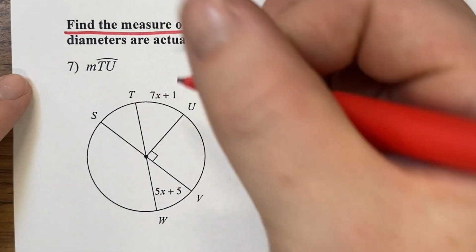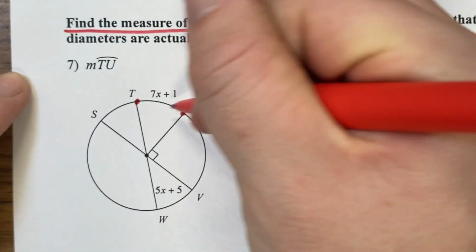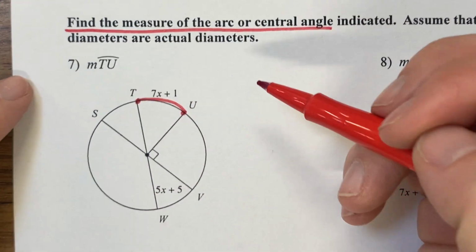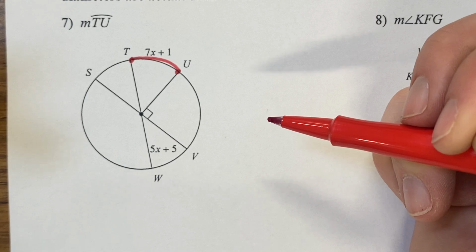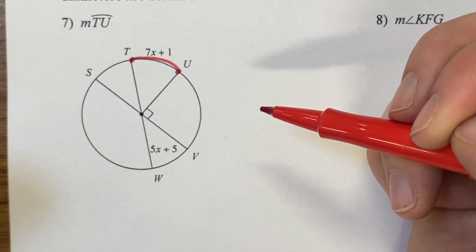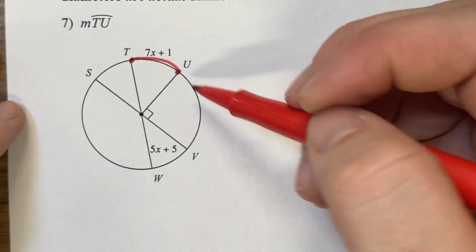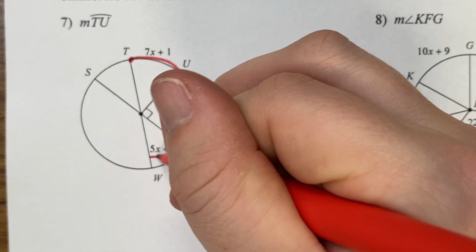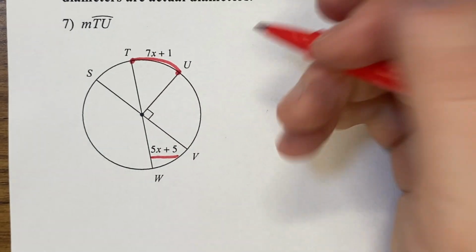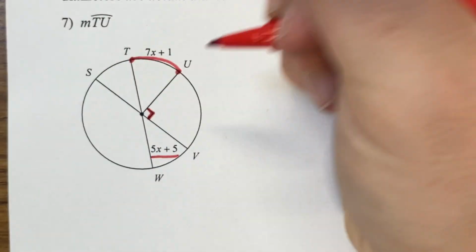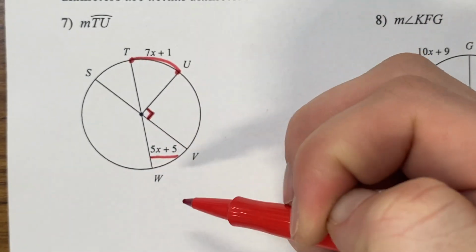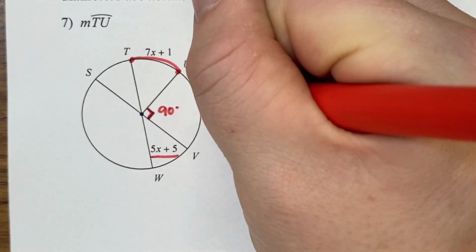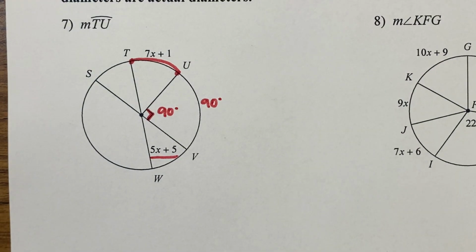It wants us to find arc of TU. So TU, this is where one of our x's are. And now let's see how we can find that x, because we're going to have to plug x in to actually find the measure of this guy. Okay, so it gives us this other expression, and then it gives us this little symbol, which if you don't remember what this little box symbol means, it means that this is 90 degrees, which means this arc is also 90 degrees.